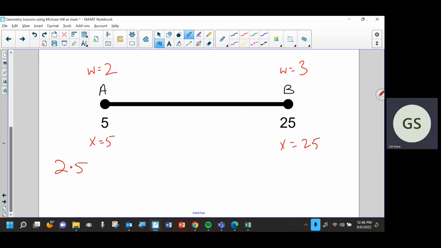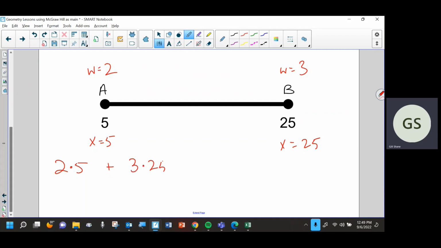All right, what else do I write? I had the 2 times 5. I did that part for you. What's next? Yeah, we're going to add all of the weights times the x's. If I had another point, I would just have 3 things on top. So now I say 3 times the 25.